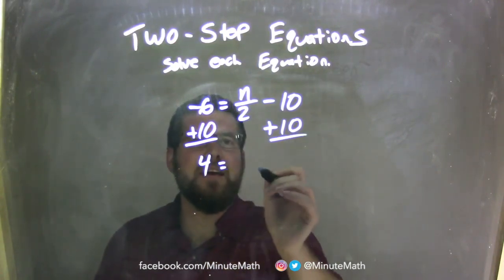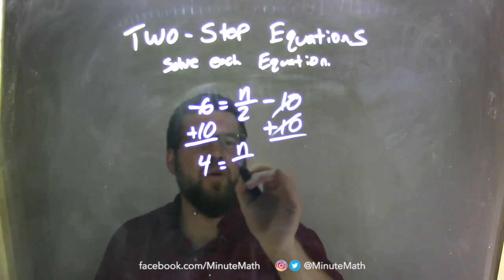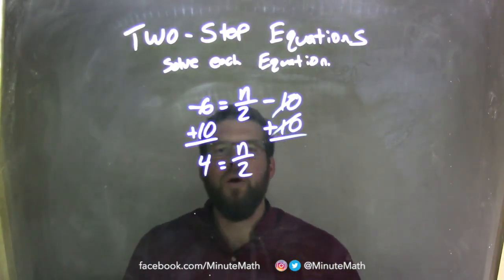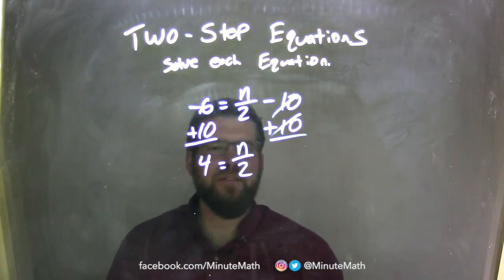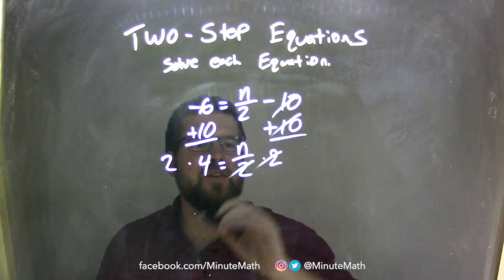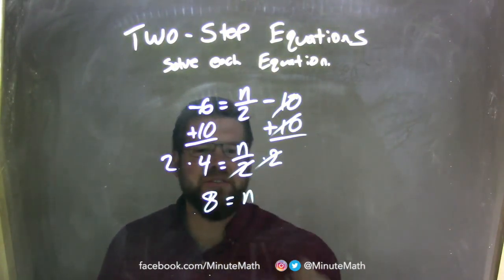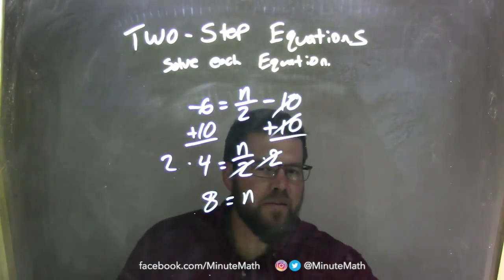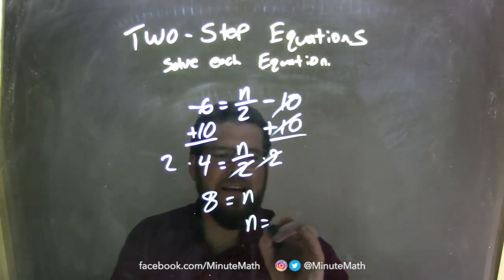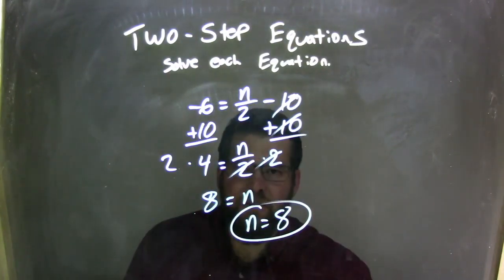So positive 4 equals, the 10's here cancel on the left, and I'm left with 4 equals n over 2. Well, I have n divided by 2. Opposite of division is multiplication, so I'm going to multiply by 2 to both sides. The 2's here cancel, leaving me with 2 times 4, which is 8, and n just on the right. Well, I can write this more neatly, n first, so n equals a positive 8, and that is, in fact, my final answer.